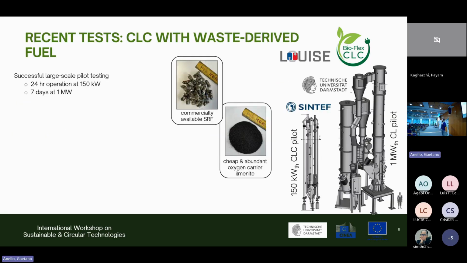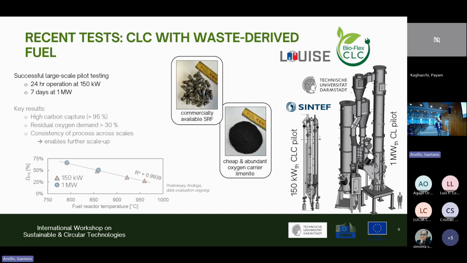So what did we do in the Louise project? We used two pilot plants, one at our project partner, Sintef Energy in Norway at 150 kilowatt scale, and our 1 megawatt plant. We used the quite typical cheap oxygen carrier material ilmenite and a commercially available SRF provided by the Dutch group N+P, which consists to about 50%, a little bit more maybe, of plastic wastes. And we tested this in both pilot plants.